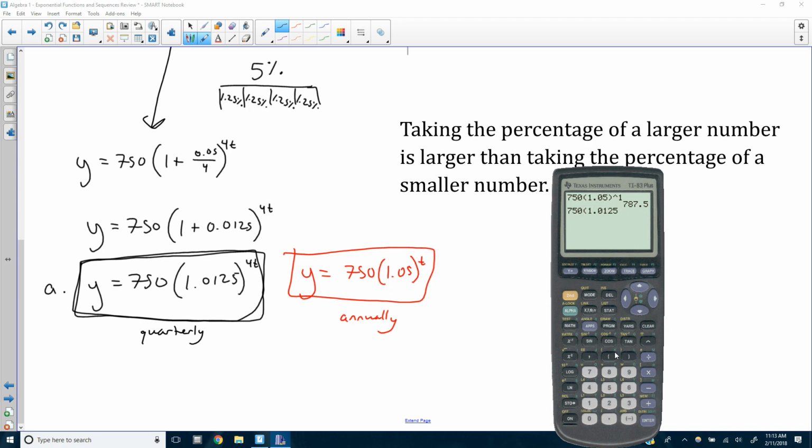The difference is that we are multiplying by 1.0125. After 3 months, this is what I'm going to have: $759 and about 37 cents. Then after another 3 months, I'm going to multiply by this again. Now I'm going to do it again after another 3 months. And lastly, I'm going to do it one more time.